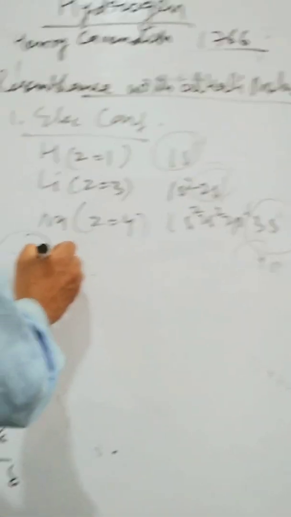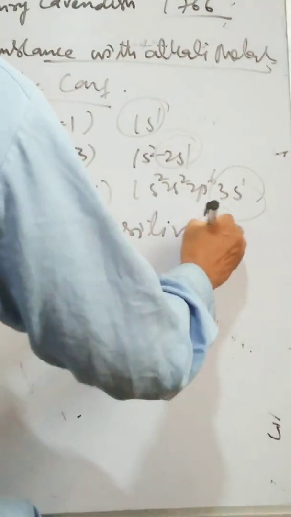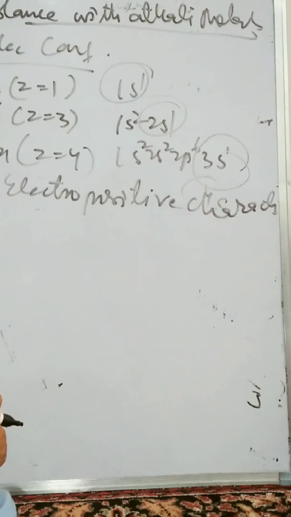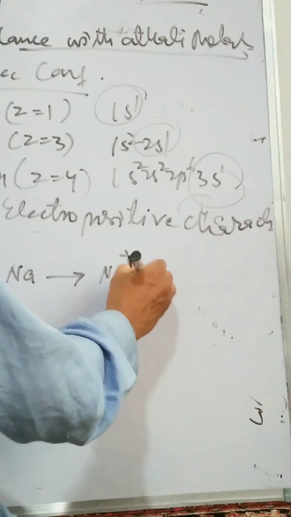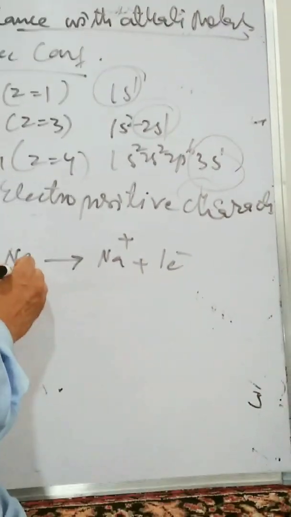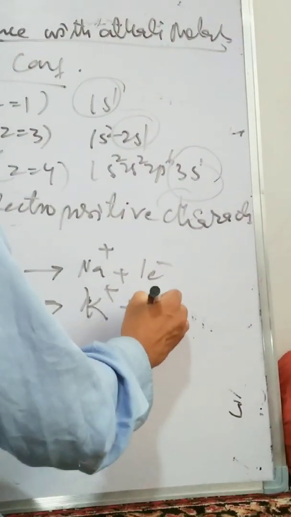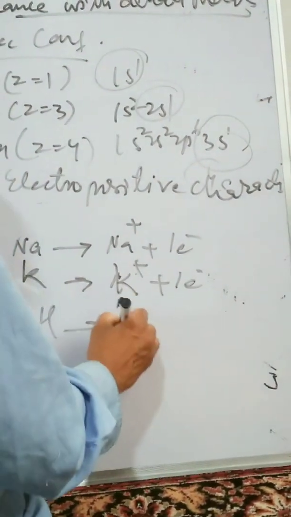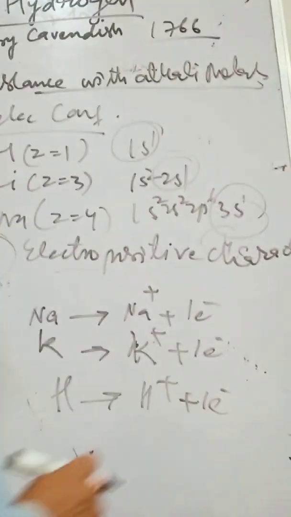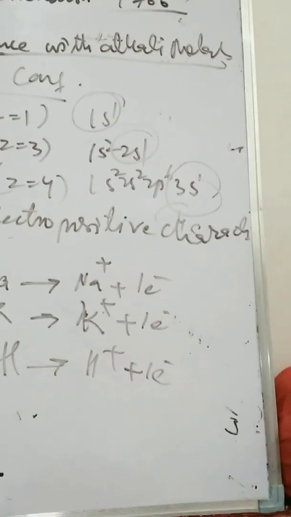Second is electropositive character. What is electropositive character? We see that sodium, for example, loses one electron to form Na+. Similarly, potassium loses one electron to form K+. In the same way, hydrogen loses one electron to form H+. So it has an electropositive character like alkali metals, and so it has been placed in group 1 of the periodic table.